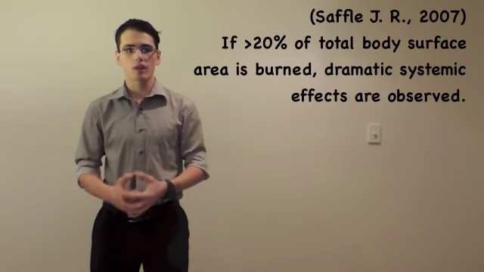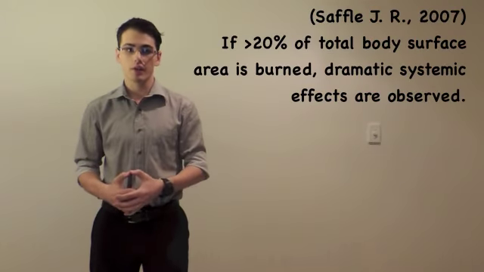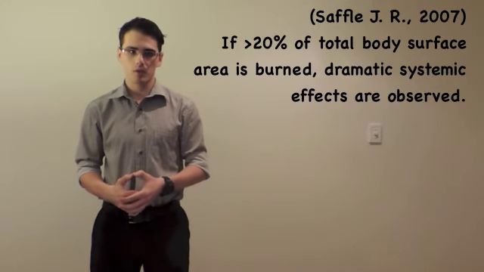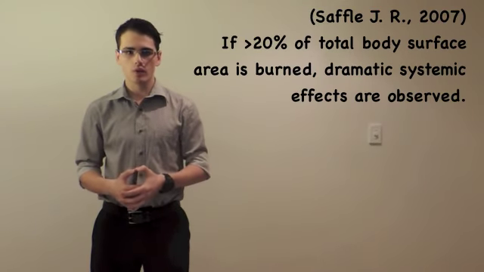Saffold states that if greater than 20% of body surface area is burned, dramatic systemic effects are observed. Catecholamines, cortisol, and inflammatory mediators are released, resulting in blood vessels becoming more permeable, leading to edema and fluid shift from the intravascular to the interstitial space. This causes rapid cooling and hypovolemia in these selected patients, leading to high rates of mortality.